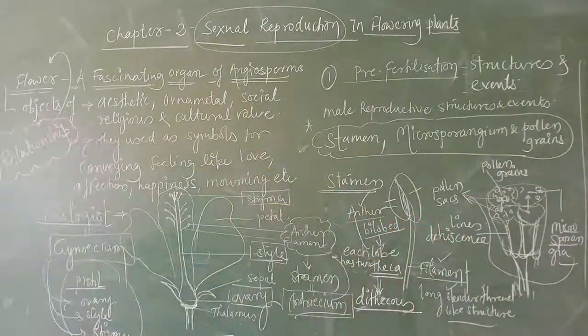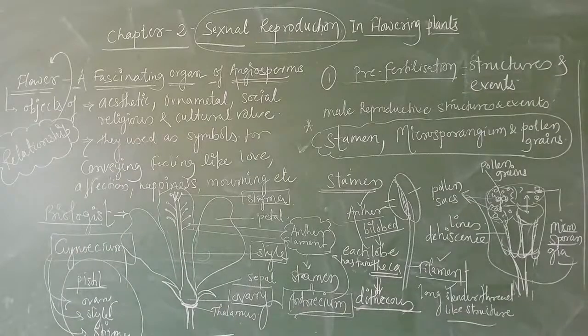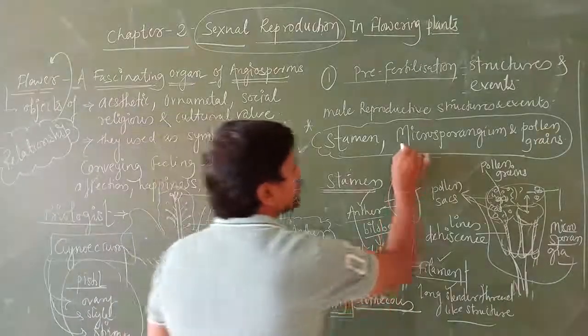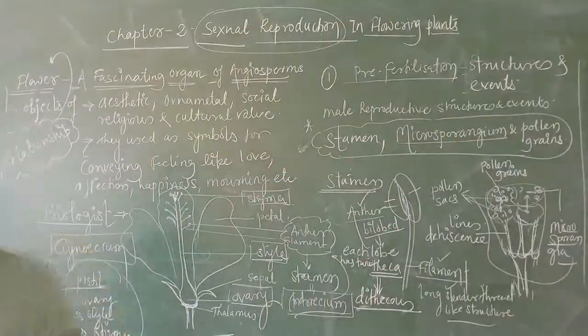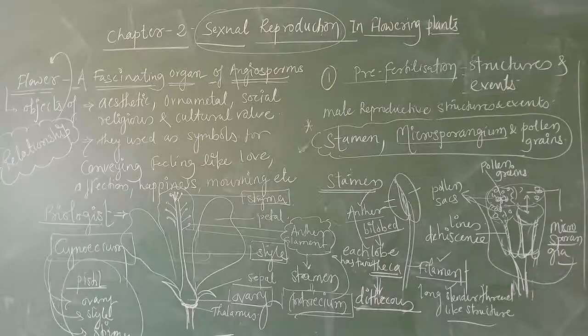Understood? So this is about the stamen. Okay. The next thing we are going to study in the next class is the structure of microsporangia. Okay, I will stop here.